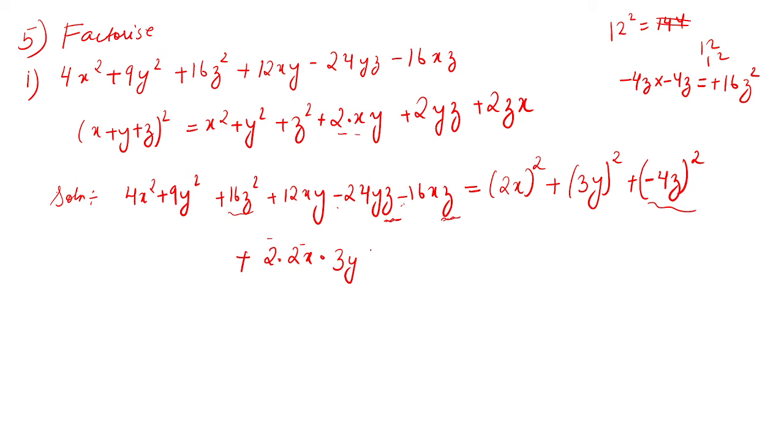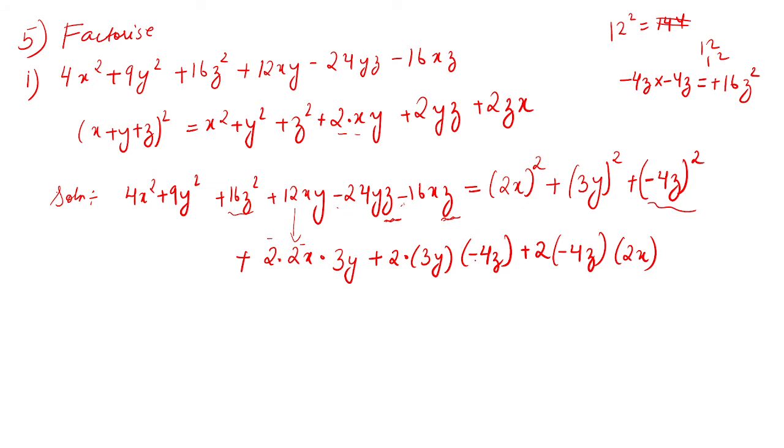Now let's use this formula. Plus 2 into, what is the value of y that we got? 3y. And the value of z will be minus 4z. Plus 2, and what is the value of z in this case? Minus 4z. And the value of x? 2x. Now look at this. 2 into 2 is 4, 4 into 3 is 12, xy. Did we get 12xy? Are we satisfied? They are the same, right? Now we got minus 24yz.